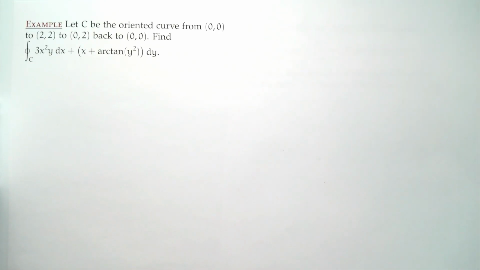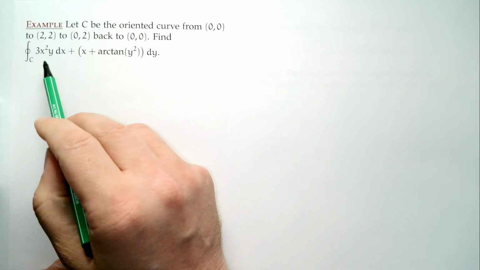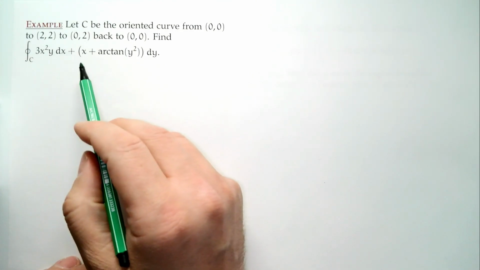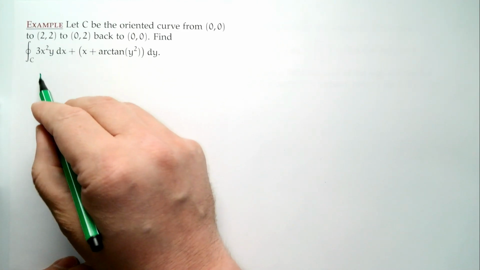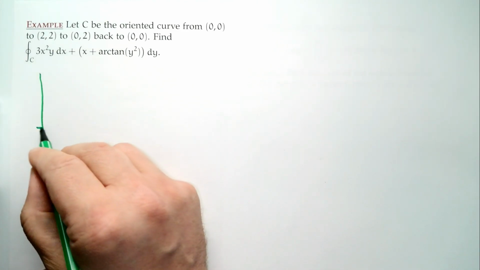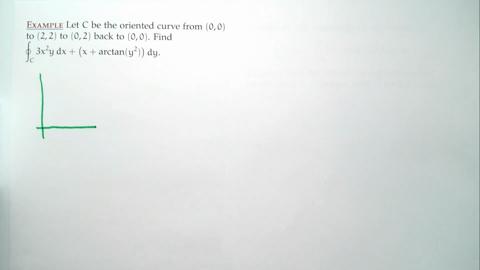So some examples. Let C be the oriented curve that goes from 0, 0 to 2, 2 to 0, 2 and back to 0, 0. And we're going to find the integral along this curve, 3x squared y dx plus x plus arctangent y squared dy. Well, let's see what our region looks like to begin with. Actually, there's no region. This is a curve. Why did I say the word region?